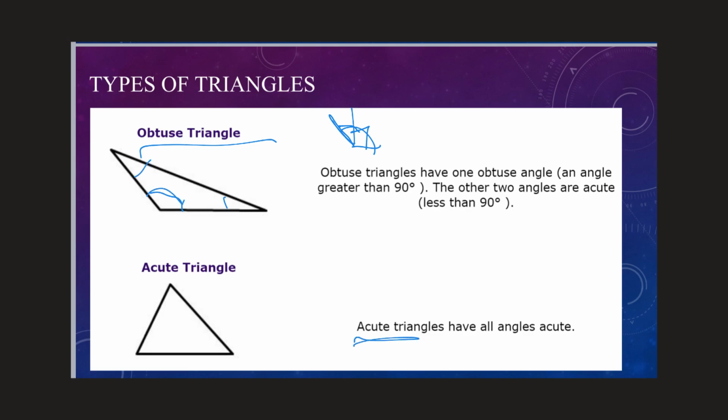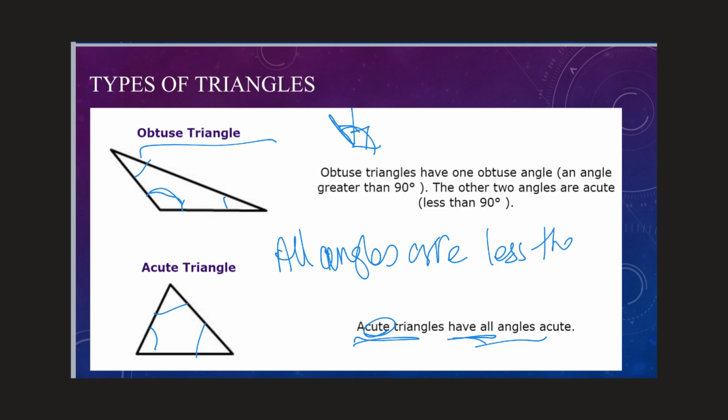Acute triangle is not a cute triangle. It is acute, it means small. All angles are acute, which means less than 90 degrees. So all angles are less than 90 degrees, which we'll talk about a little bit more.